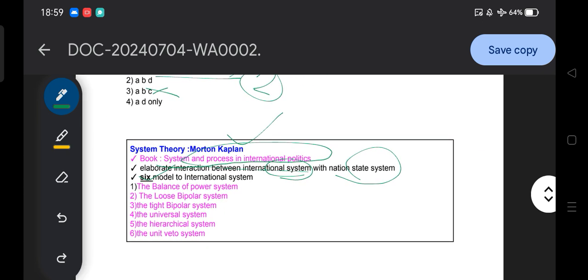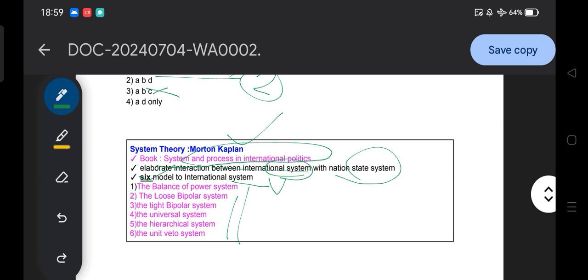Very good. Then what are the 6 models? The first one is the balance of power. What is the balance of power? Balance of power, as we all know, talks about developing an arms race.